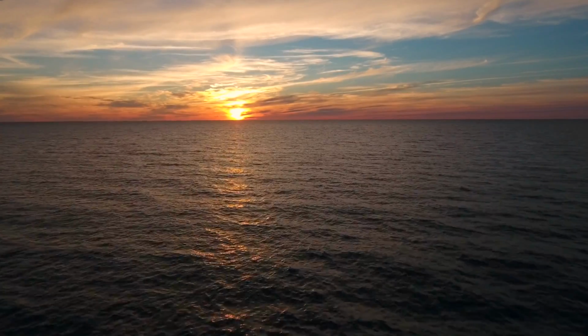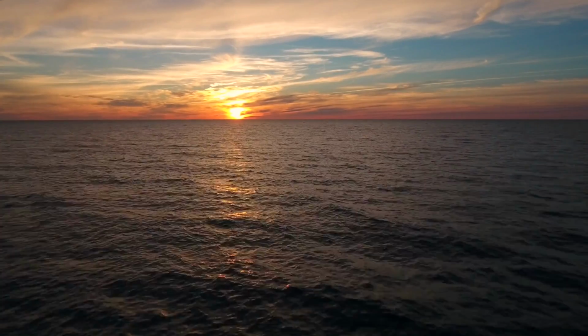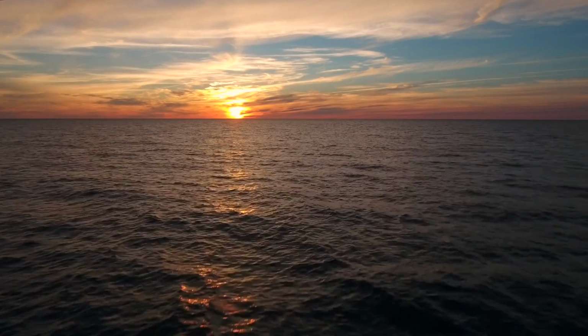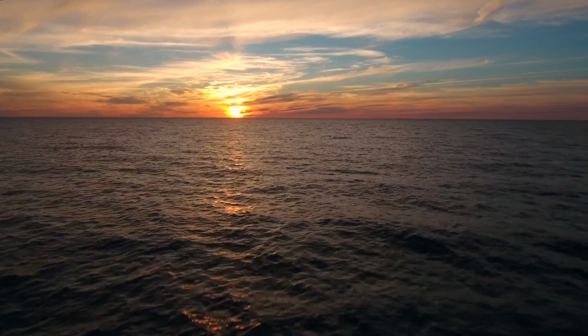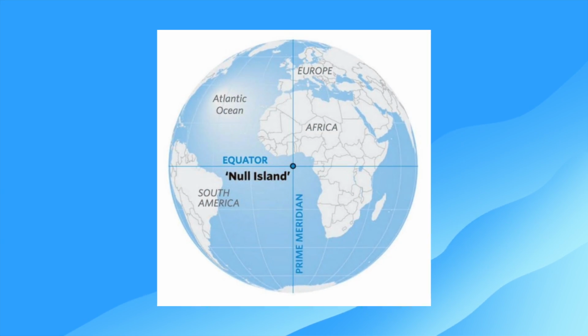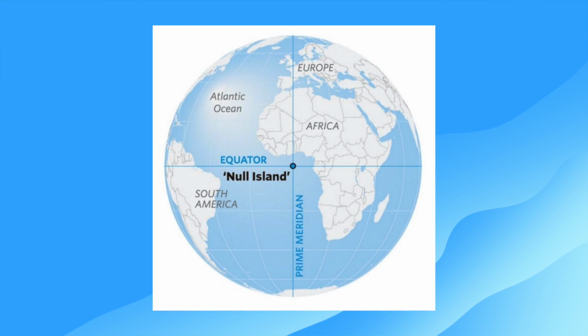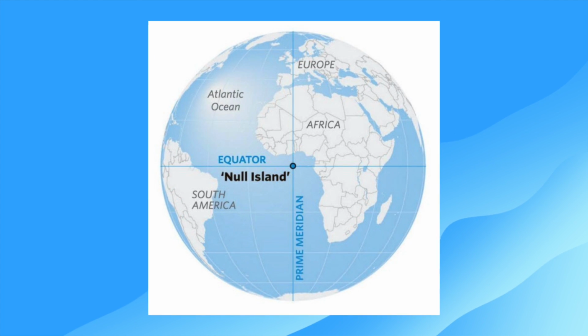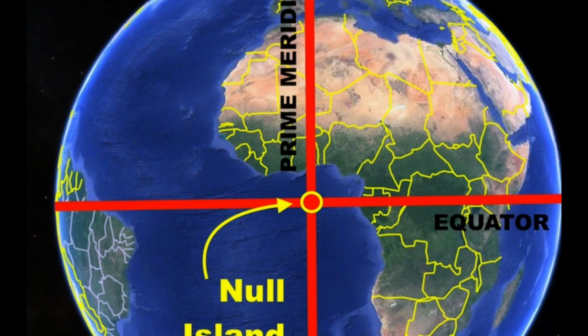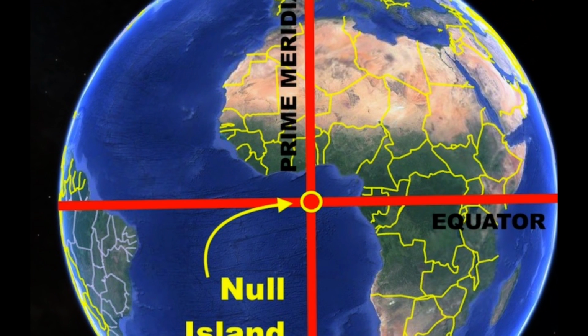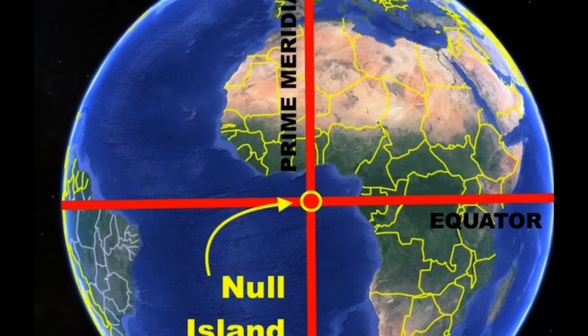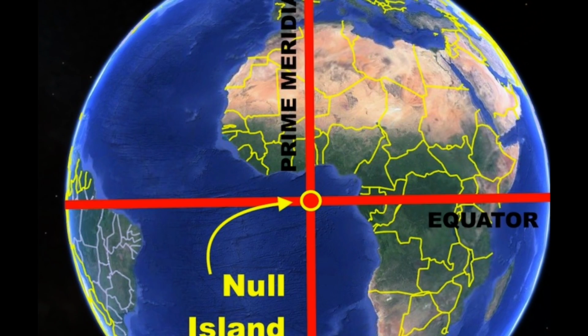A bit of a side note, but whilst I was researching this topic, I came across something super fascinating that I'm sure you will all love. There is a place called Null Island, a place on Earth that is 0 degrees latitude and 0 degrees longitude, where Prime Meridian and the equator meet. It is found in this exact location off the western coast of Africa.